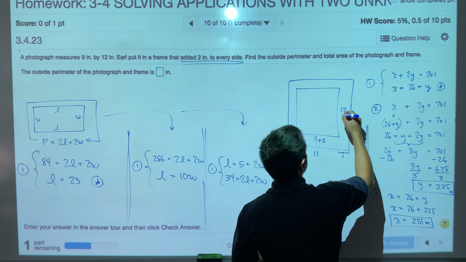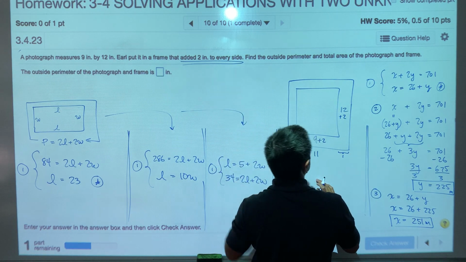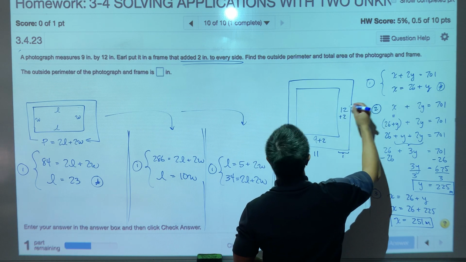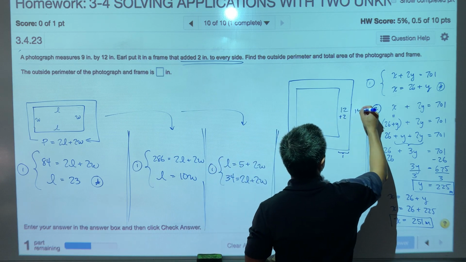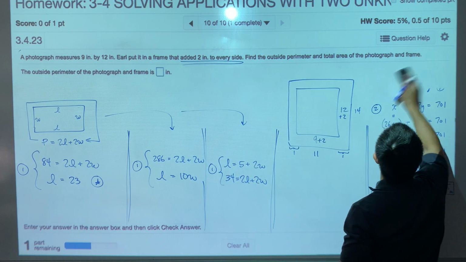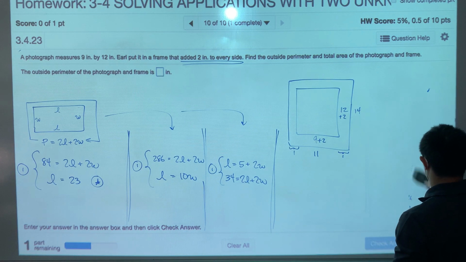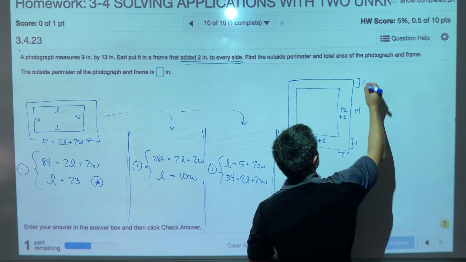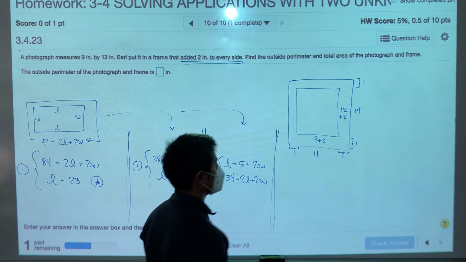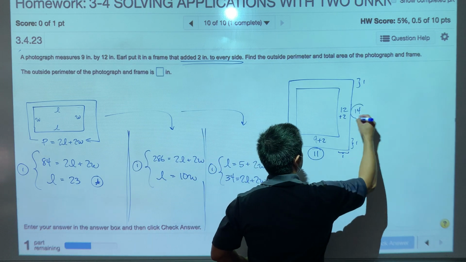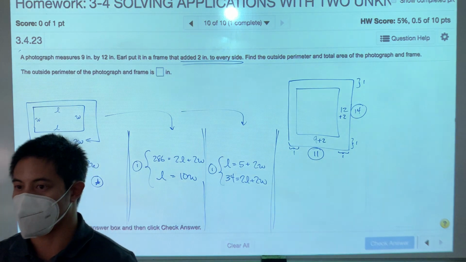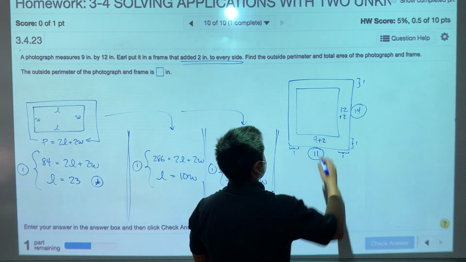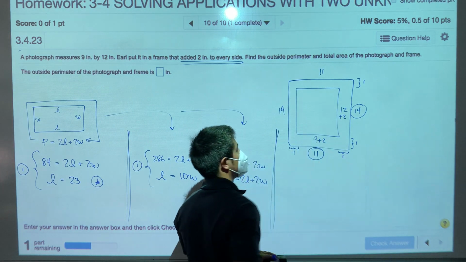So 12, it gained 2 inches to every side. So that means that 12 became a, maybe I should put it over here. I'll erase this stuff so it's not so much in the way. So we gained an inch here and added an inch there for a total of 14 on that side. So the outside frame should be 11 by 14. Everybody agree with me? It'd be 11 up here and 14 over here. With me?